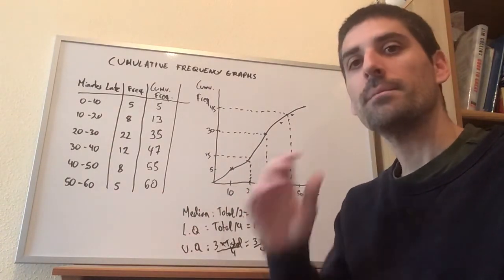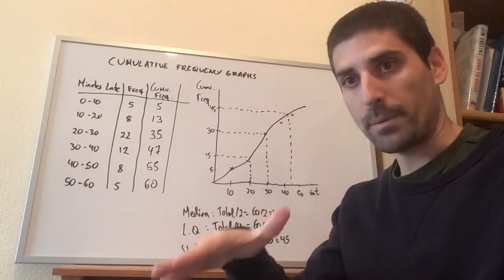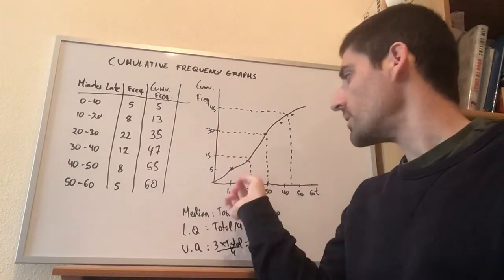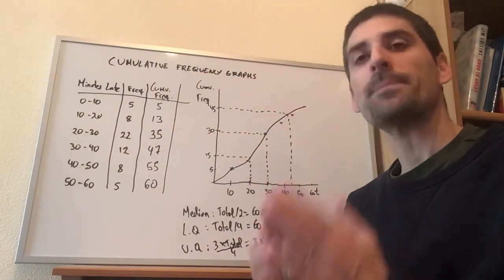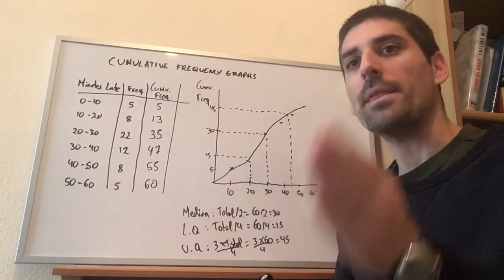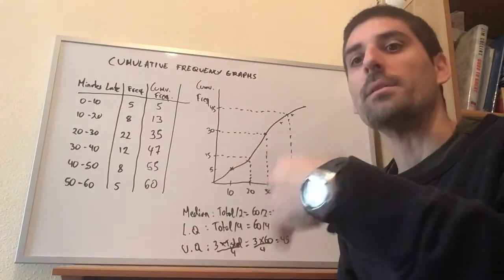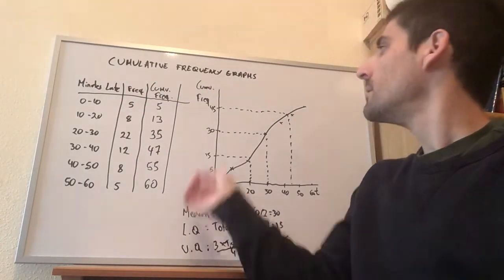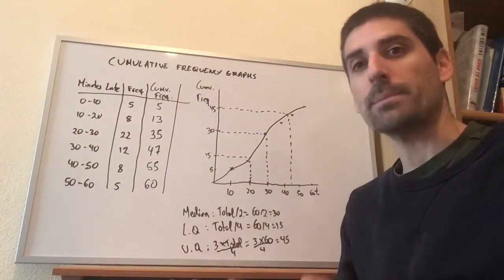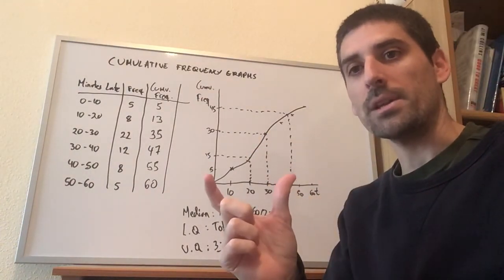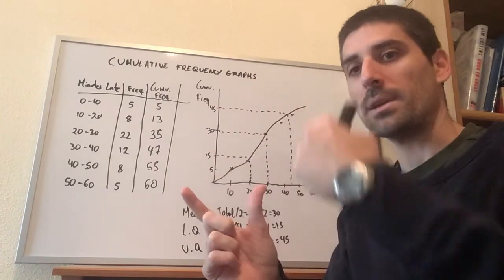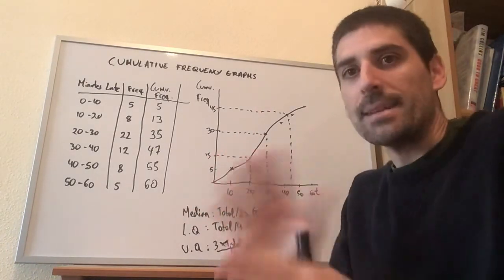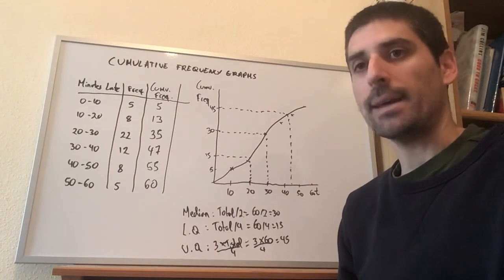Lower quartile is total divided by 4. That gives you the lower quartile point. You take your reading, that's your lower quartile. Find the upper quartile, 3/4 of the total, 3 times the total divided by 4. That gives you the upper quartile point. Take a reading, that's my upper quartile. Interquartile range, remember, upper quartile, take away lower quartile. That's it, that's cumulative frequency diagrams.